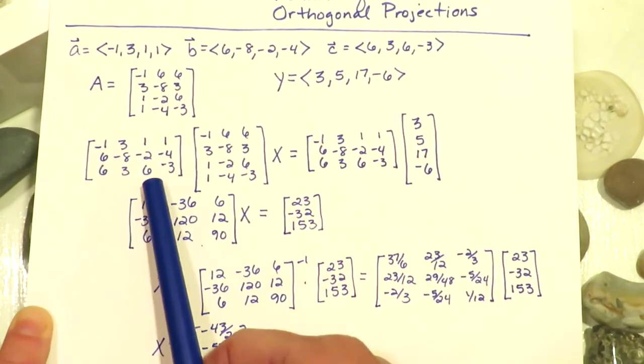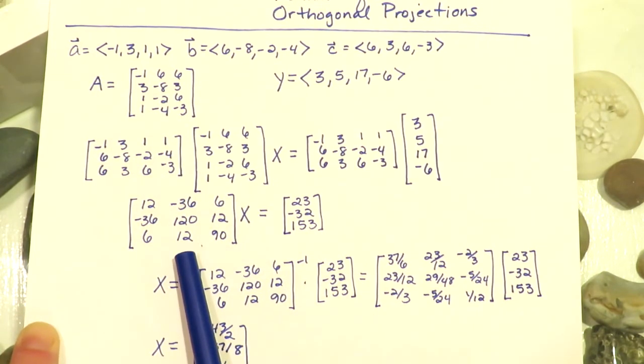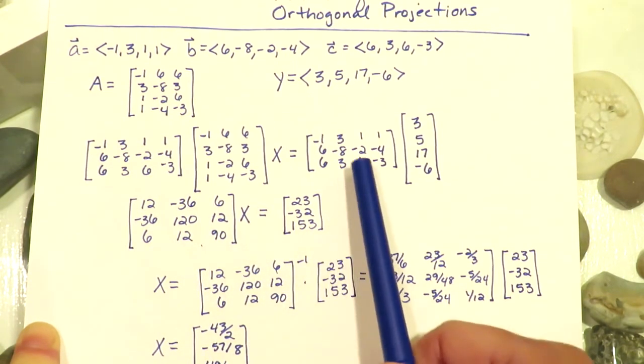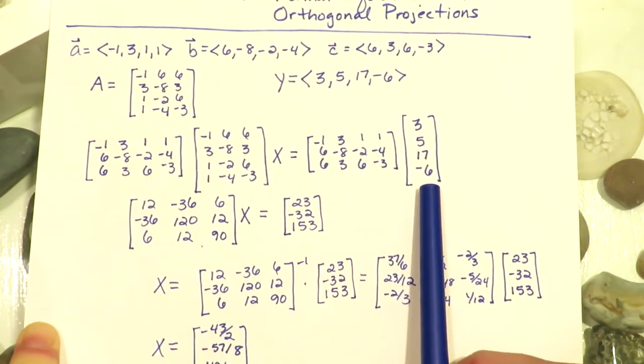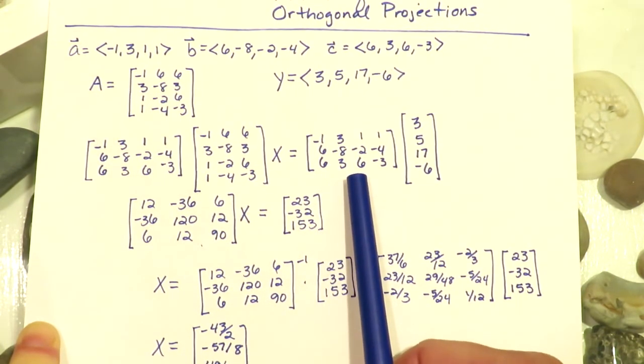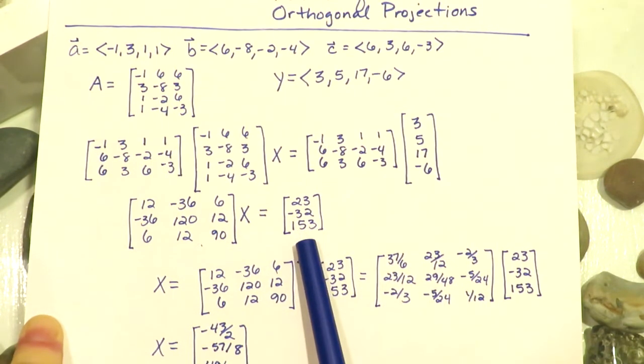If you multiply A transpose by A, this is the matrix that you get: 12, -36, 6, -36, 120, 12, 6, 12, 90. Again, I'm trying to solve for x. And if I multiply A transpose by the vector we're trying to approximate, this is a 3 by 4 multiplying a 4 by 1, I get a 3 by 1 of 23, -32, 153.